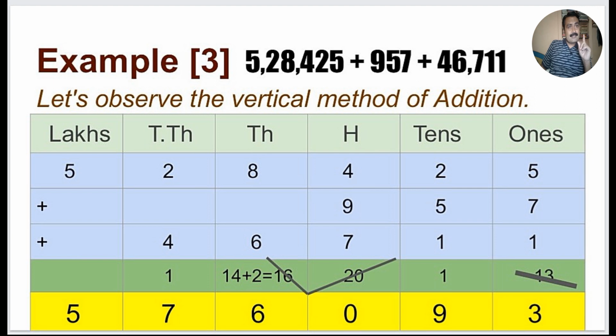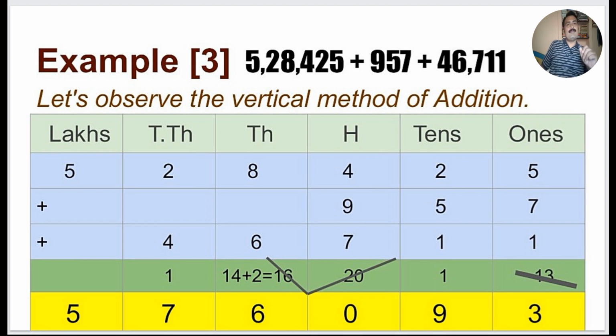Now it is important to understand that the number of digits in all these three given numbers is different here. So it is very crucial and important to get the vertical arrangement correct. So let's observe the vertical method for this addition. Now the bigger number is of 6 digits, so here I am taking 6 columns starting from ones, then tens, then 100, then 1000, then 10,000, and at last lakh.